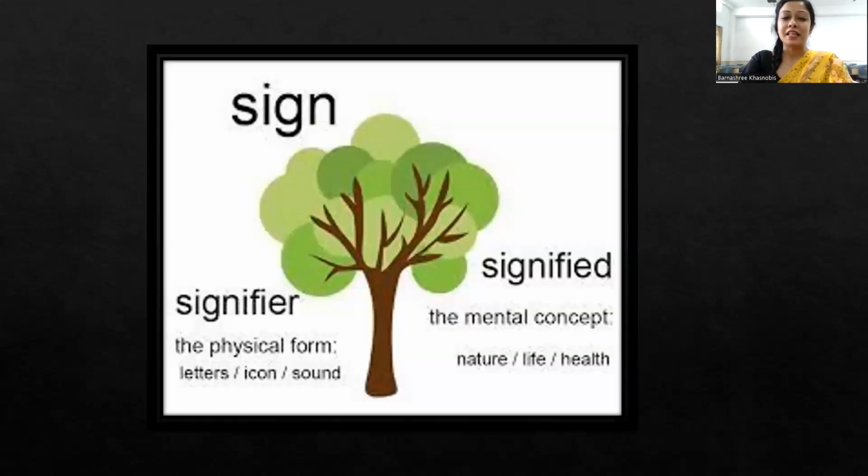Then sign, for example, this is a sign, the sign of a tree, and it has two parts, signifier and signified. Signifier is the physical form, the letters, icon, sound, and signified is the mental concept. So when I say tree, the mental image that you have of a tree, you think about any tree, the image of a tree as very important to our ecology. It is important to nature, it is important to life, health, food, everything.